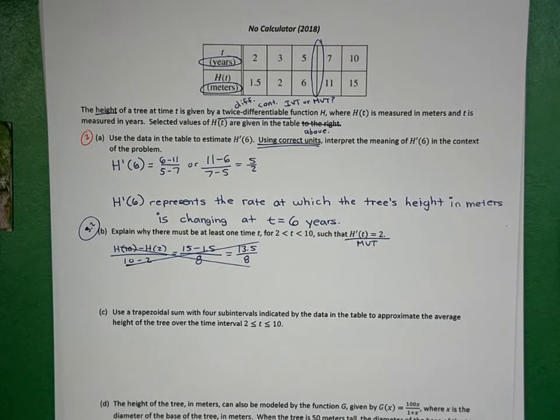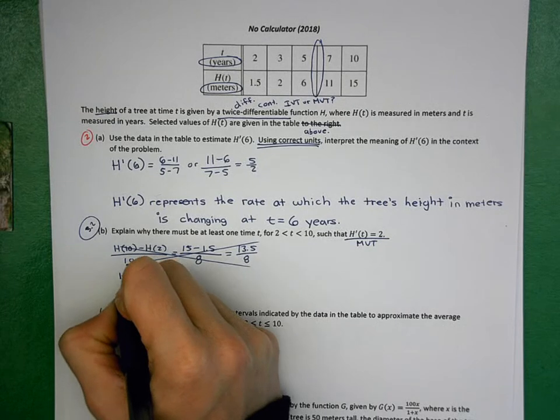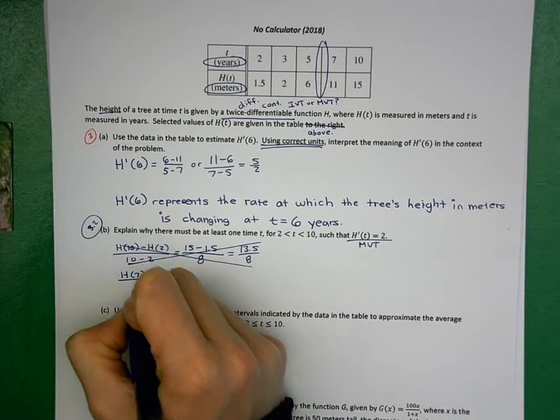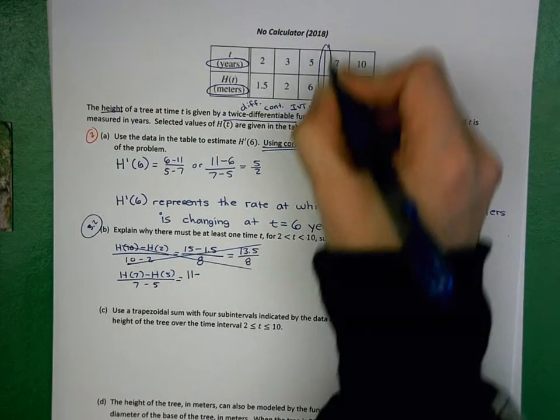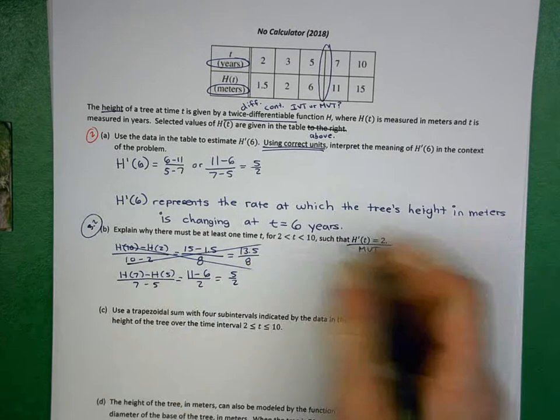Still test it. But it doesn't work, so then I need 2 different points that are between 2 and 10. And so maybe you try 7 and 5 next. h of 7 minus h of 5 over 7 minus 5. Well, h of 7 is 11 minus h of 5, which is 6, over 7 minus 5, which is 2, which is 5 halves, also does not equal 2. Okay, so 7 and 5 don't work.